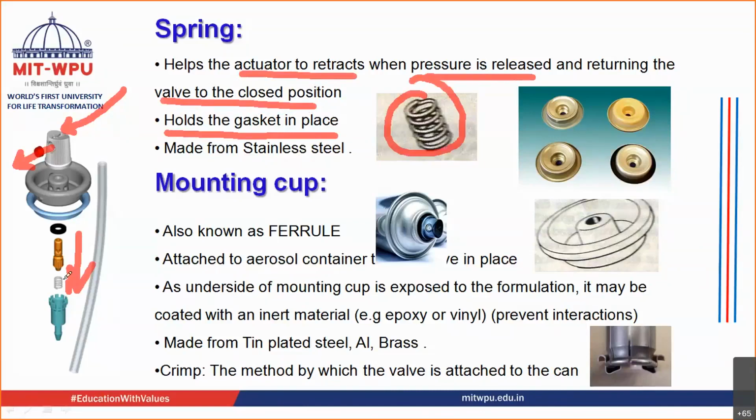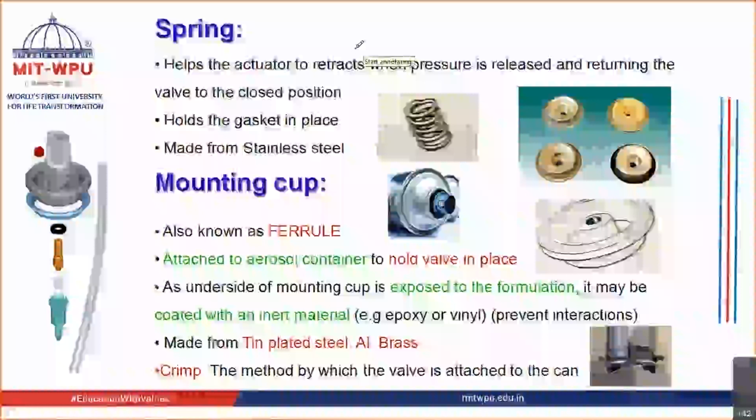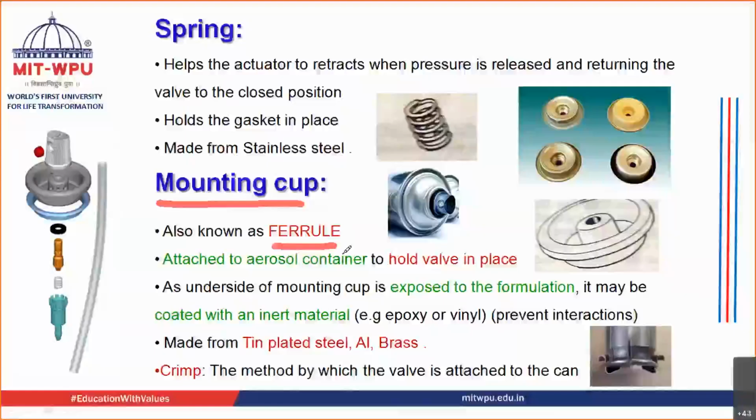This is the spring which you see over here, and it is placed inside the housing. The spring and the stem are present inside the housing, right? And it is usually made up of, as I told you earlier, stainless steel. The next part of the valve is the mounting cup. Mounting cup is also known as ferrule. This is the mounting cup, right? This mounting cup is attached to the container with the help of crimping.